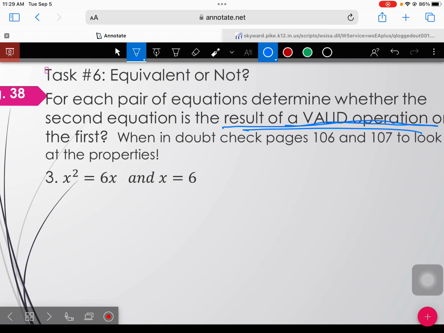From the first one to the second. You don't know? Well, try it. Ask yourself, what could I do to get from the first one to the second? What changed from the left-hand side of the first equation to the left-hand side of the second? That's what you want to usually be looking at.